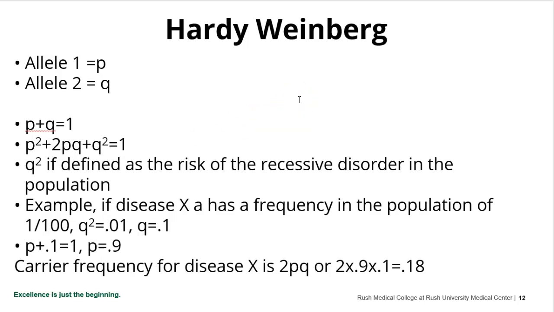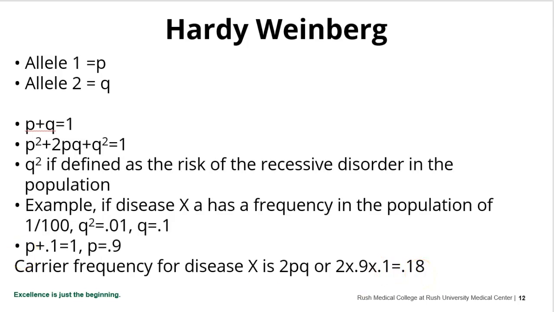So if allele 1 is p and allele 2 is q, p plus q equals 1, p squared plus 2pq plus q squared equals 1. Q squared is the recessive disorder in an autosomal recessive disorder. So if disease X has a frequency in the population of 1 in 100, then q squared is 0.01, or q is 0.1, p plus 0.1 is 1, or p is 0.9. So the carrier frequency would be 2 times 0.9 times 0.1, which would be 0.18.